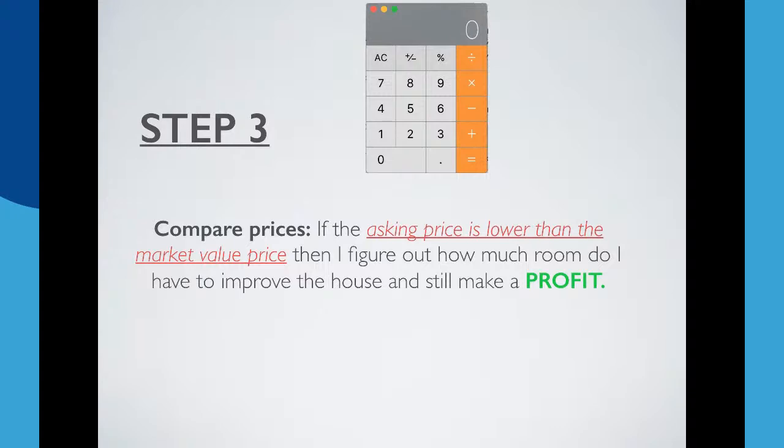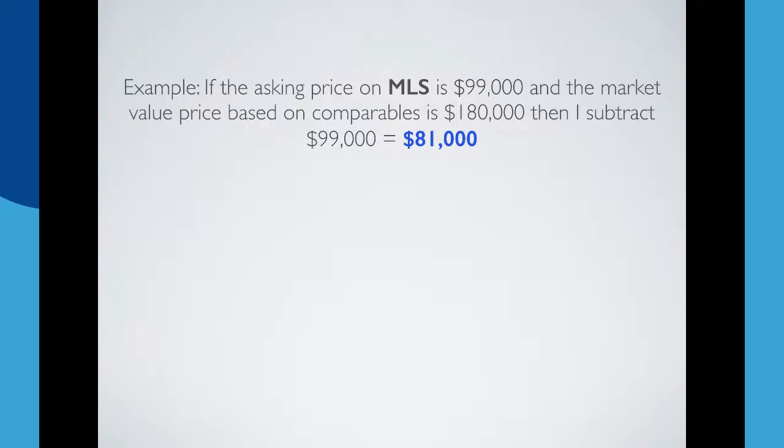So if the asking price is lower than the market value, then it's possible that I can fix this house and make a profit. Let's do an example. Let's say the asking price on MLS, say Realtor.com, is 99 grand, and the market value based on comparables is 180 grand. So I subtract 99 grand from 180, and you have 81,000.